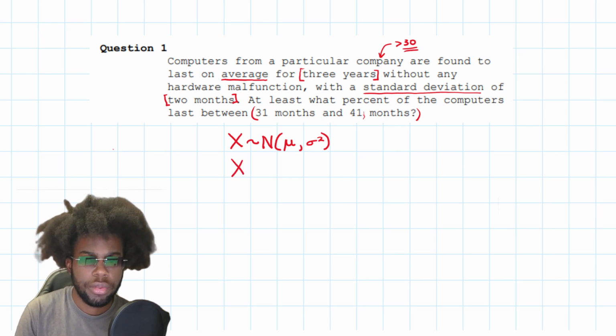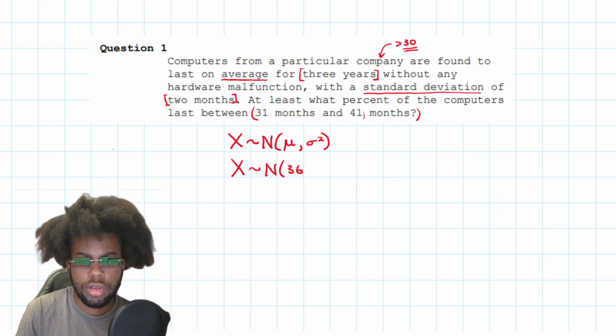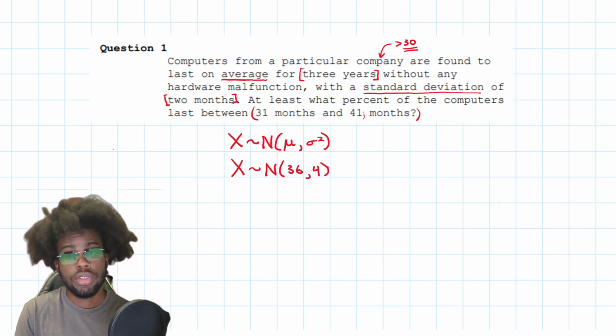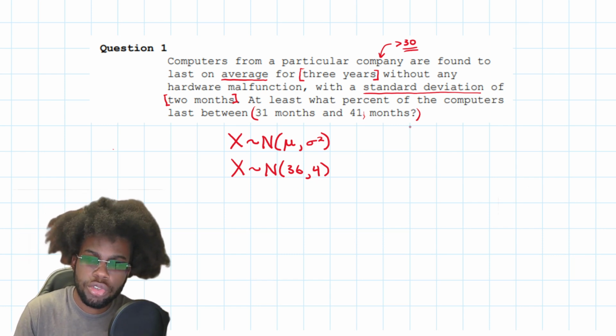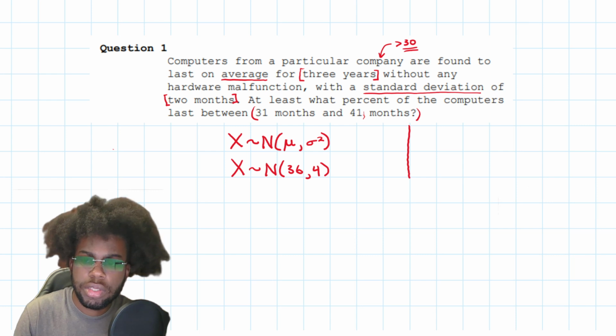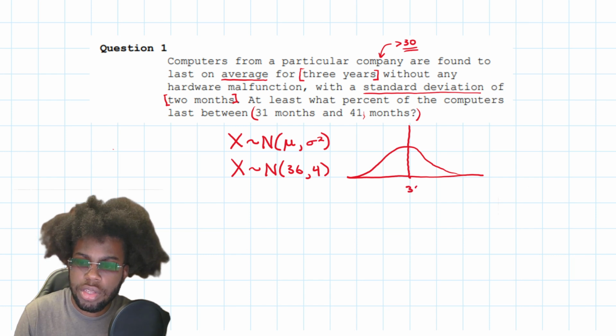So the model for this particular question would look something like this, where 3 years is 36 months, of course, with a standard deviation of 2 squared. So 2 squared to get the variance is 4. Which would look a little bit like this, where the normal distribution, of course, is bell shaped and symmetrical. Let's pretend that was symmetrical with the mean in the middle.